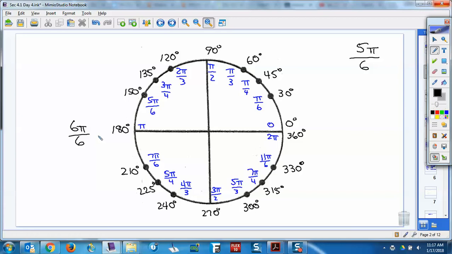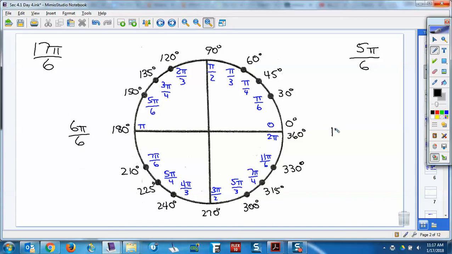Right? Pi over 6, 180 divided by 6 is 30. So it's 1 pi over 6 short. That's going to be in quadrant 2. It's only 30 degrees short of 6 pi over 6. Same thing if I have 17 pi over 6.